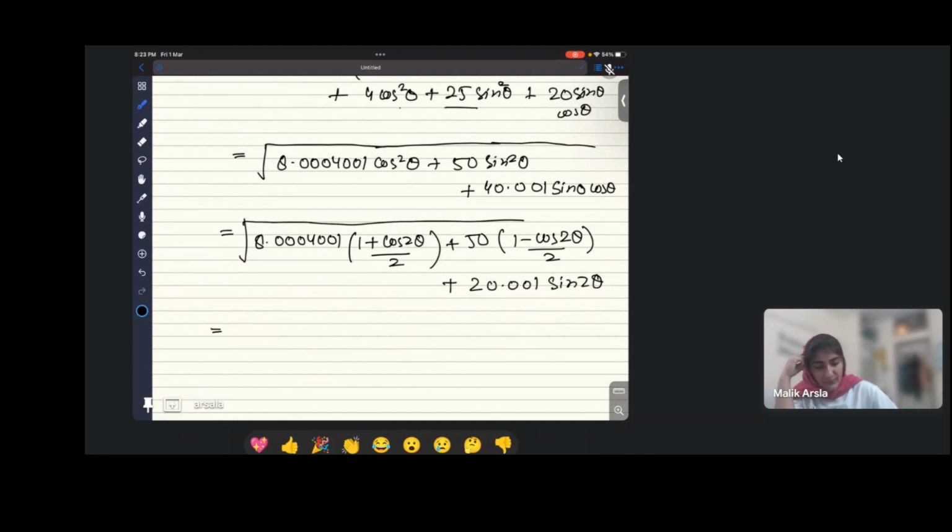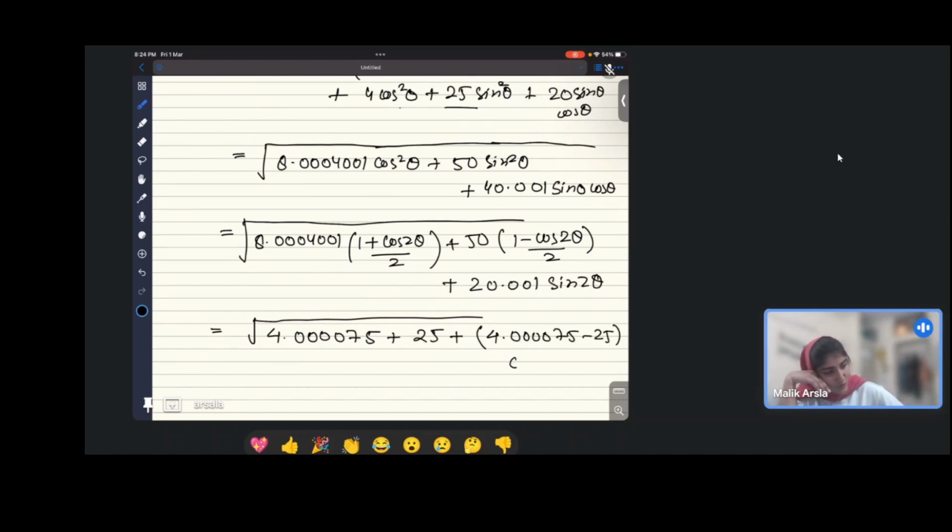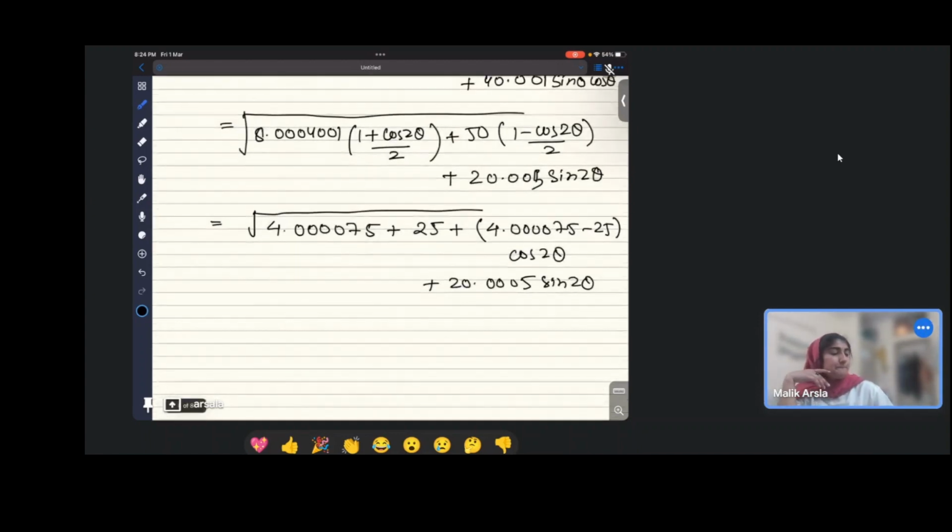So as you simplify it further, it will be 4.000075 plus 25 plus, 4.000075 minus 25 cos 2 theta plus 20.0005 sine 2 theta. Everyone got till here?